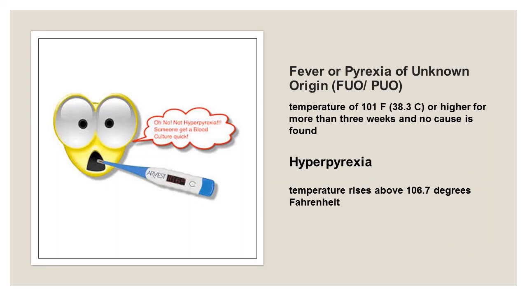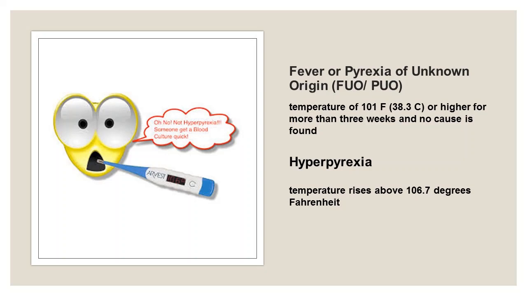There is an entity which is known as fever or pyrexia of unknown origin, FUO or PUO. In these cases, the cause of fever can't be identified. If a patient has a temperature of 101 degrees Fahrenheit or higher for more than 3 weeks and no cause is found after extensive evaluation, the diagnosis may be fever of unknown origin.